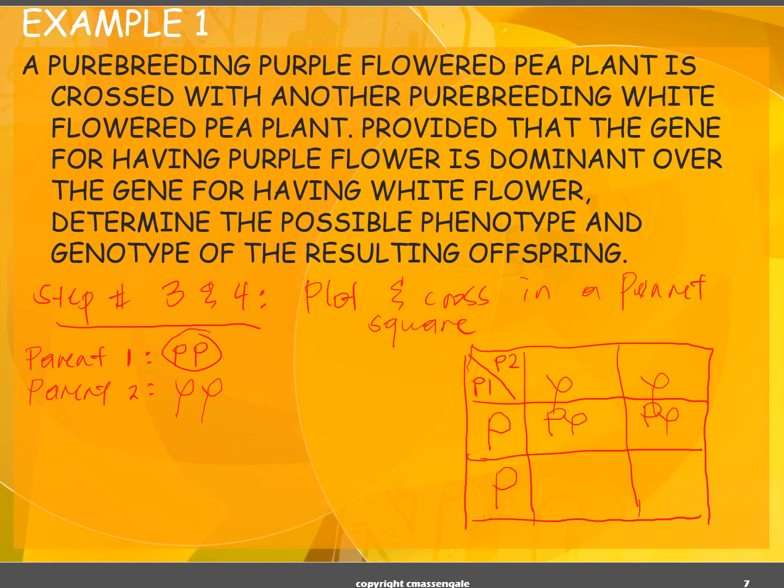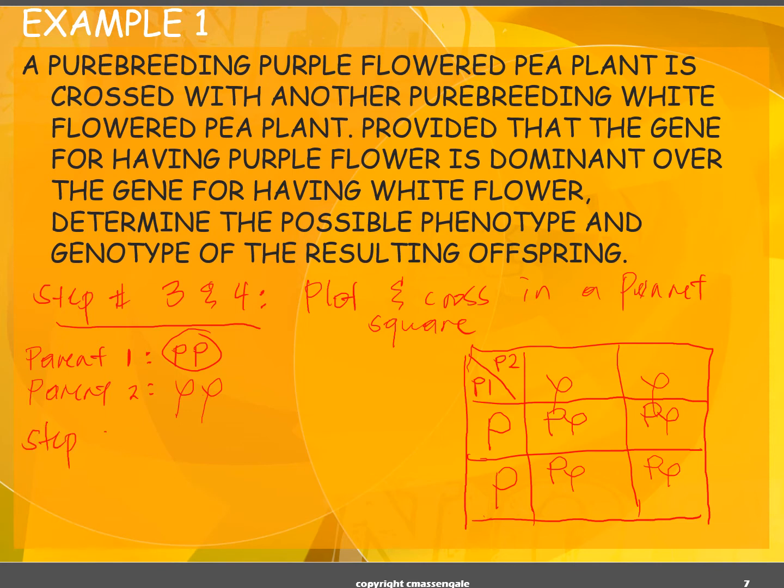So, let's cross it. Capital P and then small letter p. And last, this one, capital P with this small letter p. We will write down the answer here. So, we have capital P and small letter p. That ends step number 4. So, we are done with step number 3, which is plotting and crossing in our Punnett square. Now, let's continue with step number 5.